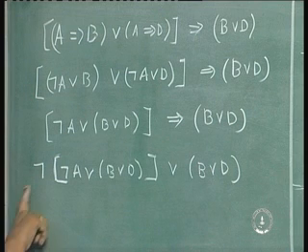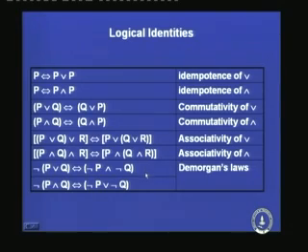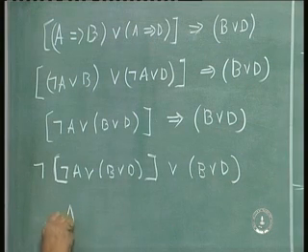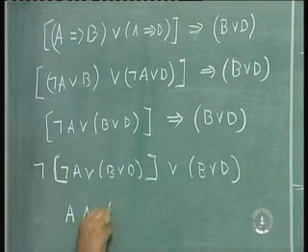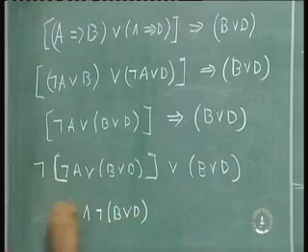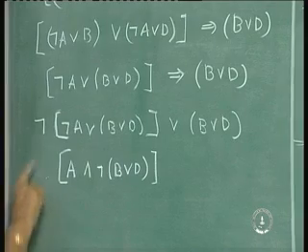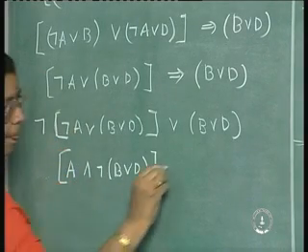Now, when you have a not outside and you want to bring it inside, we have to use what are called De Morgan's laws, which we have already seen. These are called De Morgan's laws. So, this will become (A and not B) or D. This OR becomes AND when you bring the NOT inside, and NOT of NOT A will become A.